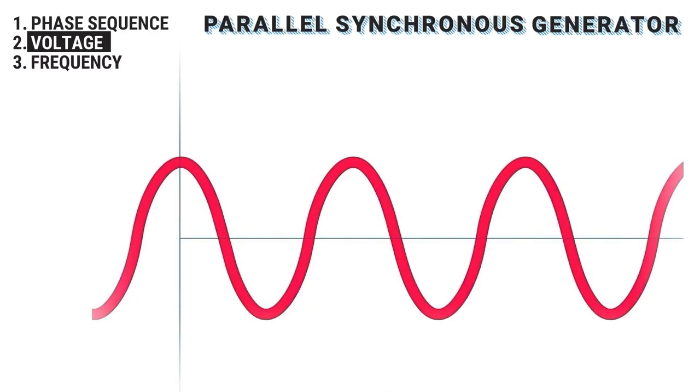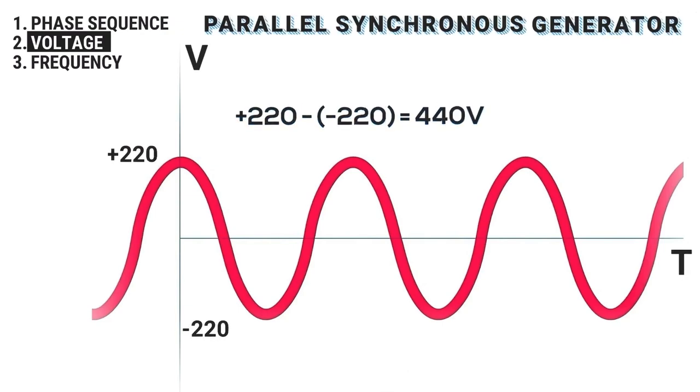Secondly, generators must have the same voltage. Voltage refers to the difference between the highest and lowest point of the voltage.